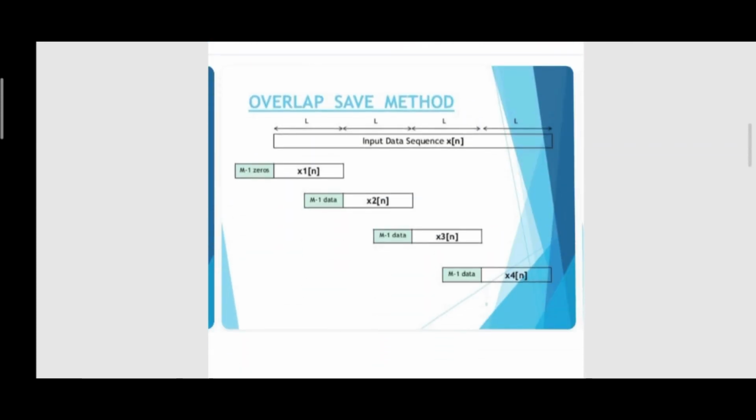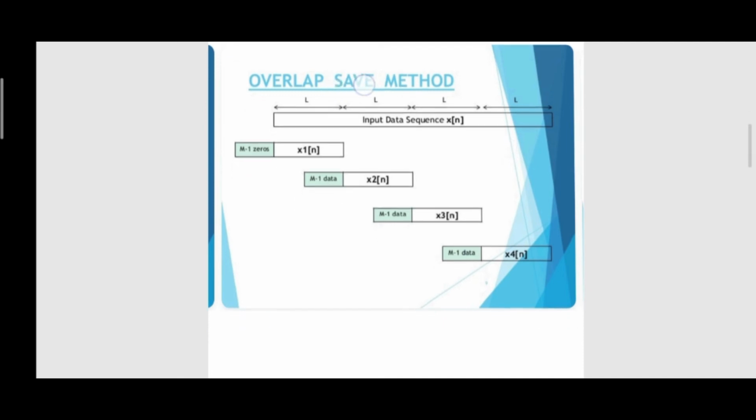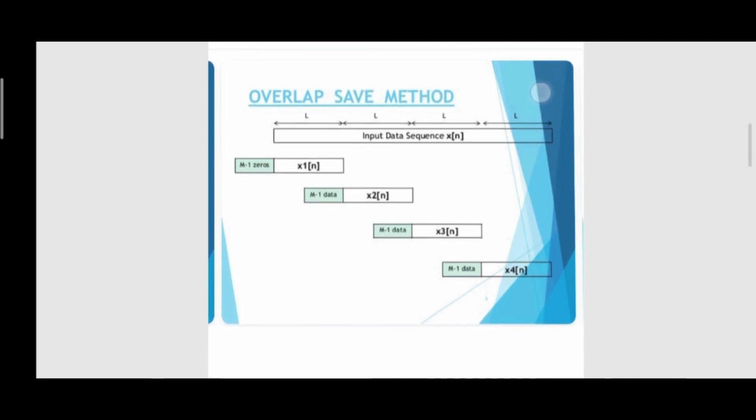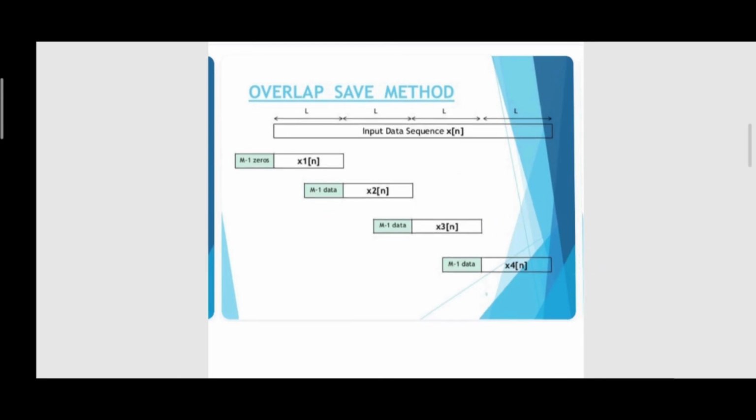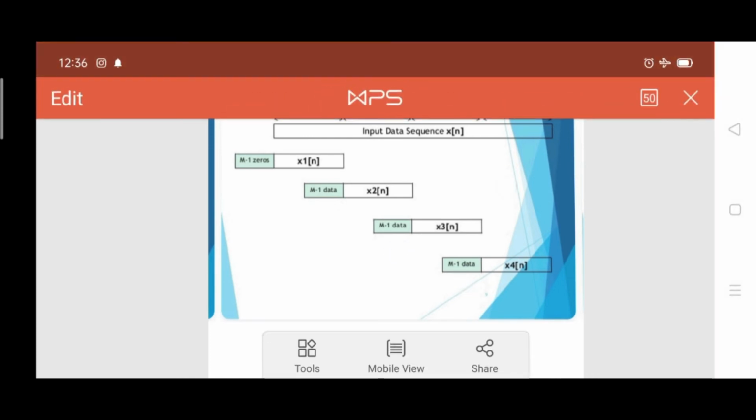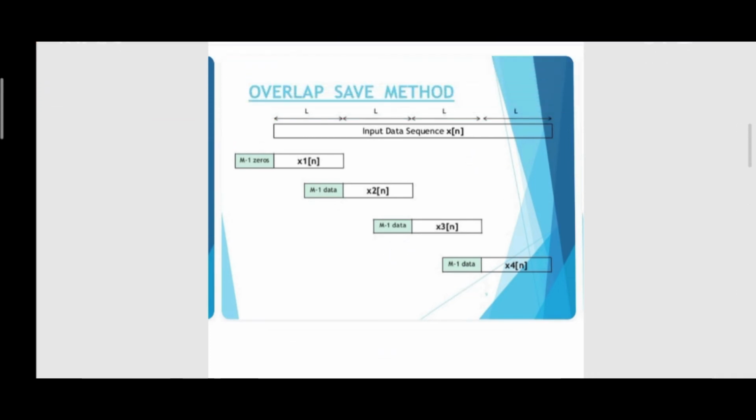In the overlap save method, the input data sequence x of n is subdivided into smaller subsequences. The length of the new data is denoted as L. So x of n is divided into smaller sequences x1 of n, x2 of n, x3 of n and x4 of n. In this we have to pad M minus 1 number of zeros in the first block, and M minus 1 number of zeros in every one of the subsequences x1 of n, x2 of n, x3 of n and x4 of n.